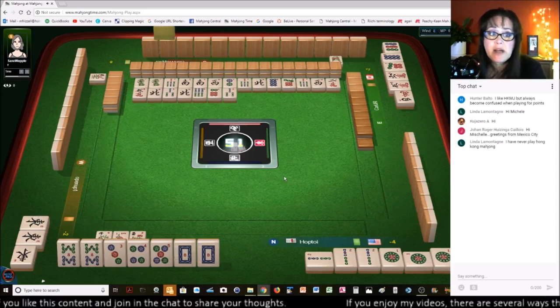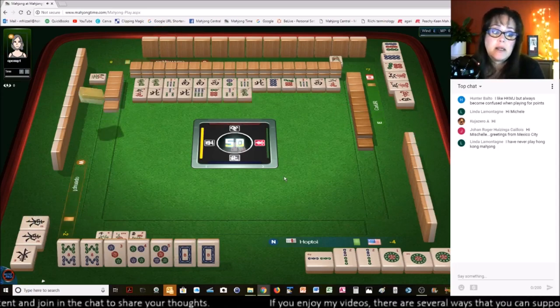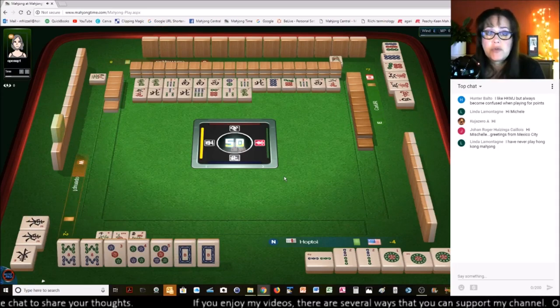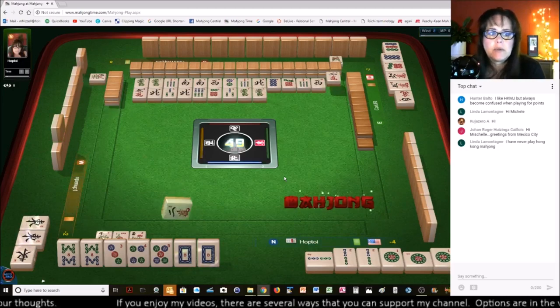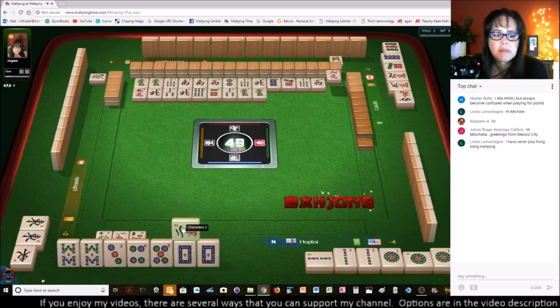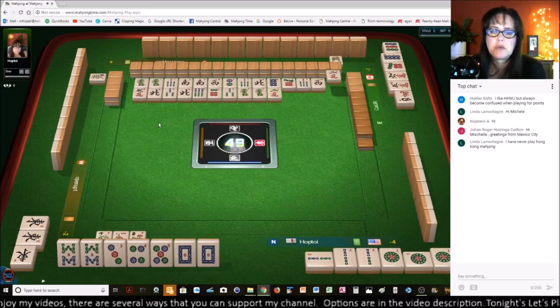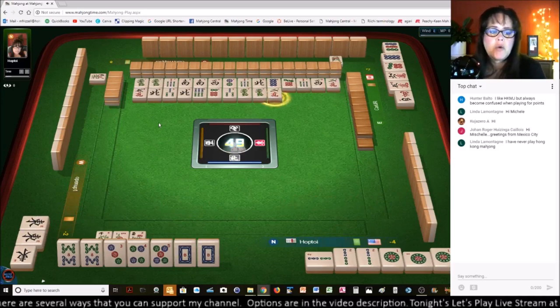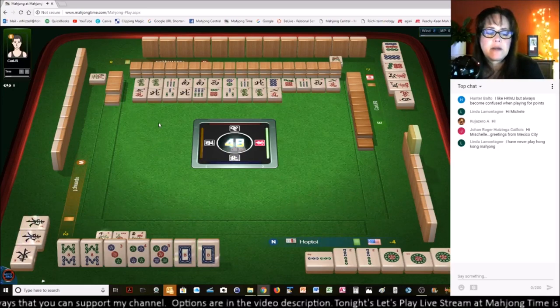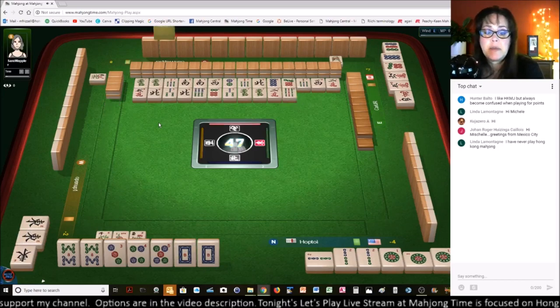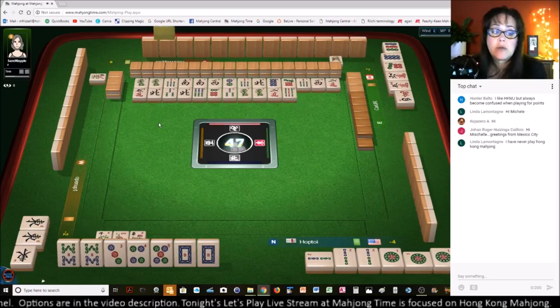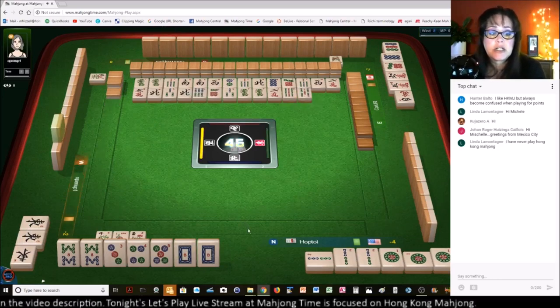Waiting on a pair is fine, especially if it's a number tile, 2 through 8, or even a 1 and a 9. A green dragon would be good too. That is not Mahjong. I don't know why it came up. Oh, you know what? Because we have two pair and a chow. But I'm going for all pung. I don't want to be tempted to go for a chow Mahjong. Bamboos.